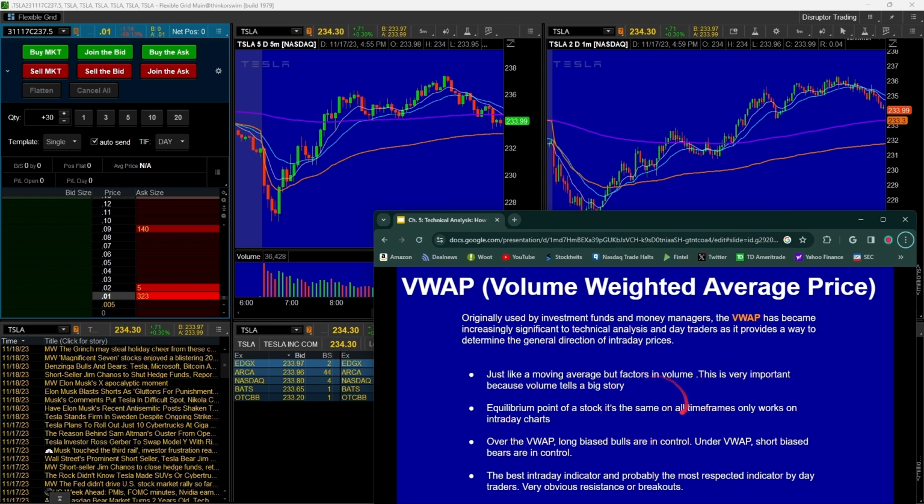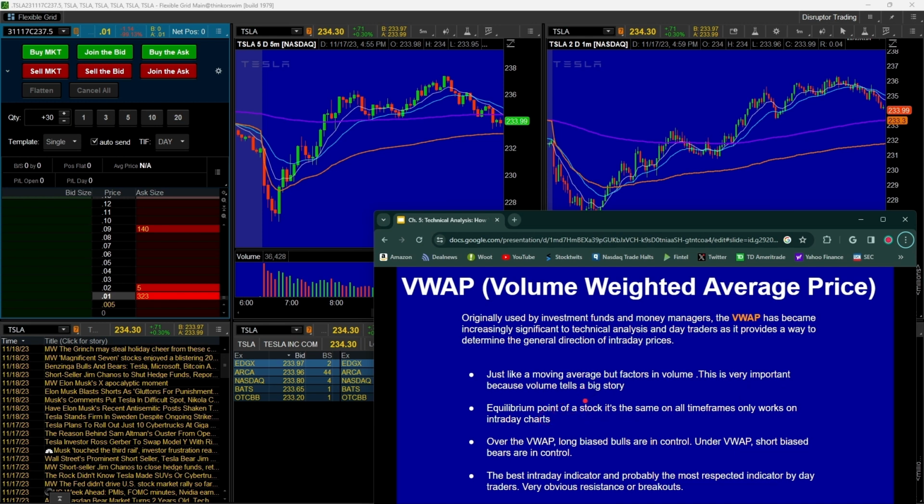So the VWAP not only calculates the average price of a stock, but it also factors in the amount of volume traded at each price throughout the whole day. Now, you cannot use the VWAP on daily time frames. It only works on intraday charts. And the price of the VWAP is the same across all intraday time frames.